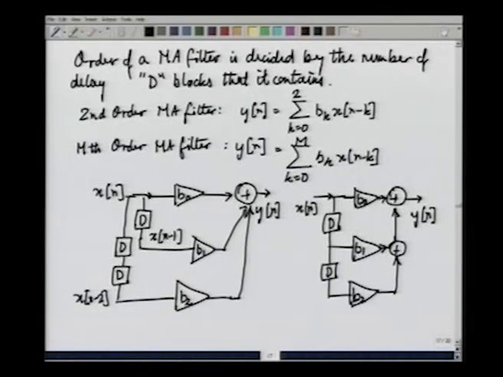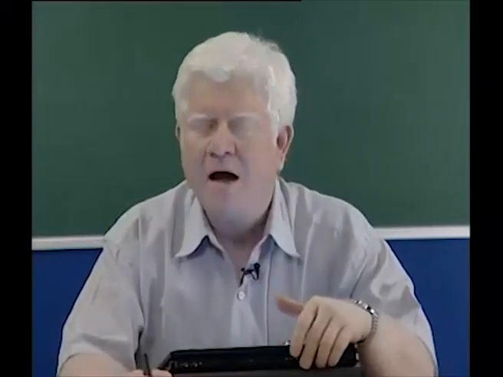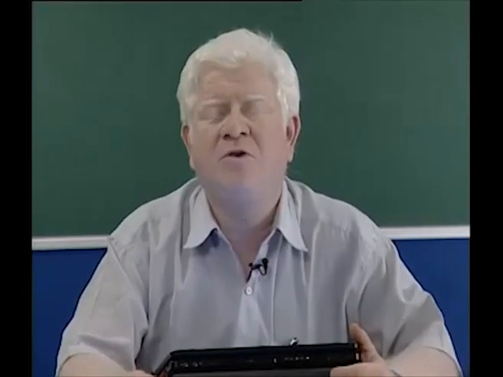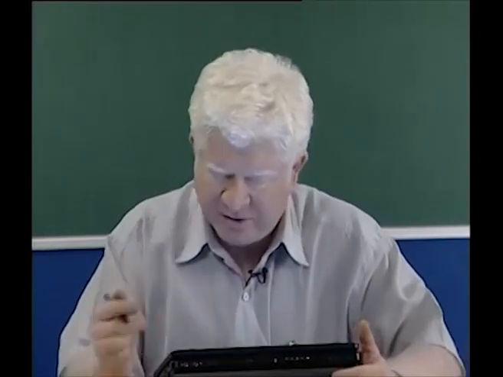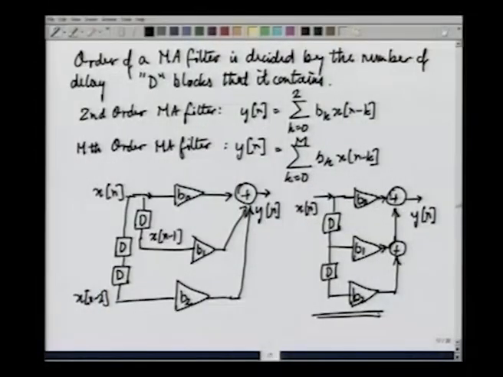The second block is much more regular in appearance, has one delay block less, and has two summing blocks instead of one, but each summing block has only two inputs and one output. So, this is the more standardized form of a second order moving average filter, which could easily be generalized in a manner that I am about to proceed to do.